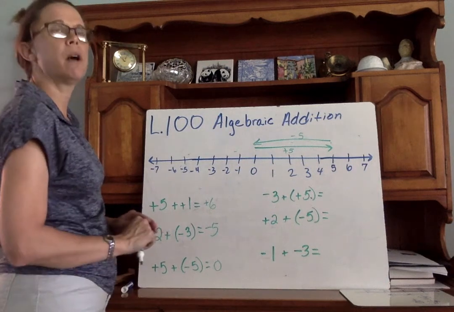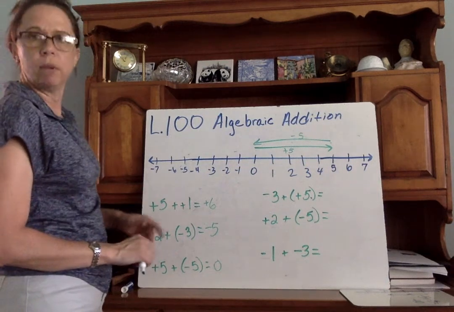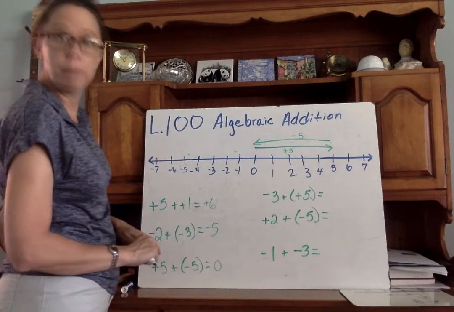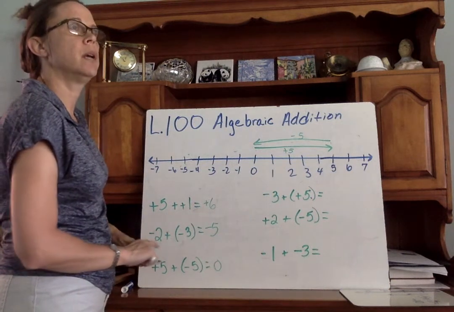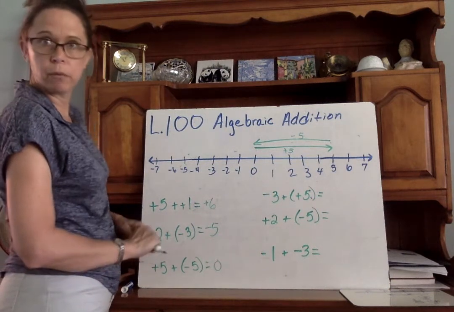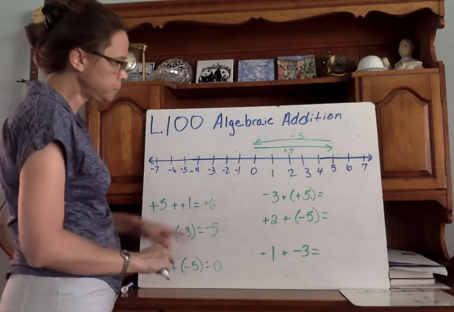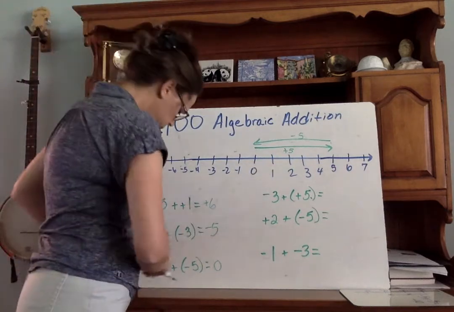So if I said, what's the opposite of 7? You would say negative 7. What's the opposite of negative 3? Positive 3. Okay? Let's try another one. Let me erase this.